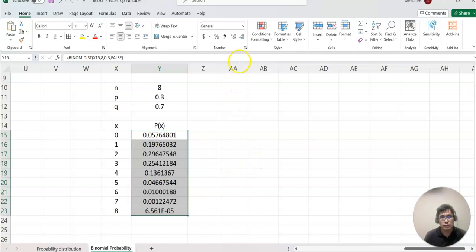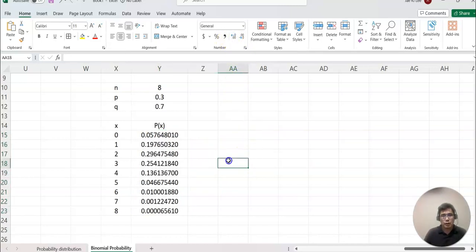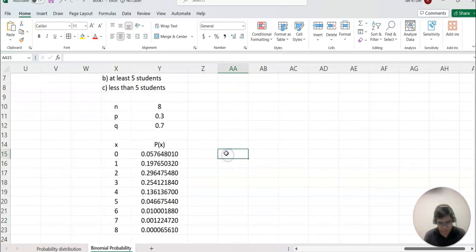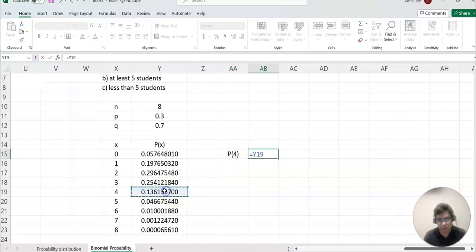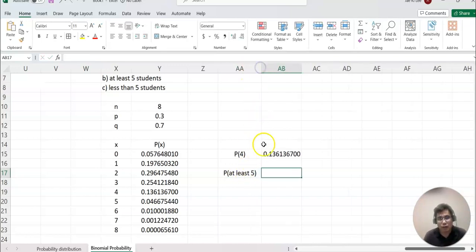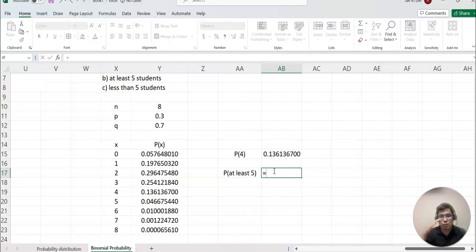Okay, alright, then now A, exactly 4 students. So the probability of exactly 4 students must be equal to this value. Now the probability of at least 5. So at least 5 means 5 or bigger. So you combine 5, 6, 7, 8. So sum, open the parentheses, 5, 6, 7, 8.